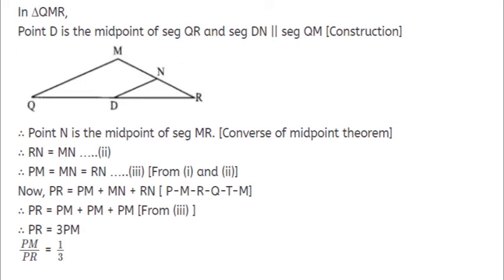So PR is equal to PM plus MN plus RN because the reason will be P hyphen M hyphen N hyphen R. Therefore, PR is equal to PM plus PM plus PM because of equation 3. Because in equation 3, MN is also equal to PM, RN is also equal to PM. So, we can replace MN and RN by PM. So, PR will become PM plus PM plus PM, which is otherwise 3 PM. Now, do the interchanging. Bring 3 to the other side. Bring PR to the other side. You will get PM upon PR is equal to 1 upon 3.